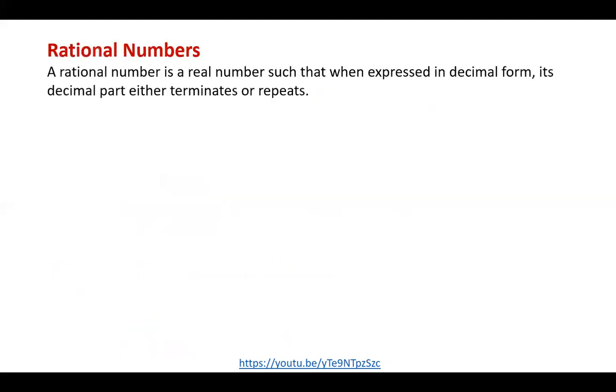All right, so let's now look at the rational numbers in detail. We said a rational number is a real number such that, when expressed in decimal form, its decimal part either terminates or repeats.